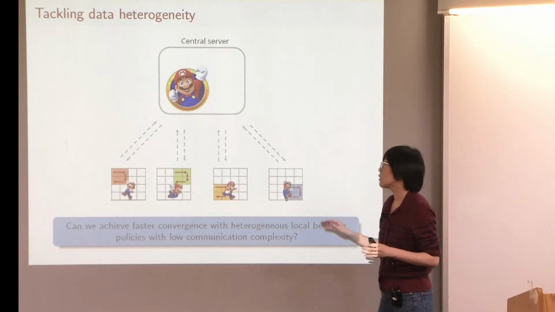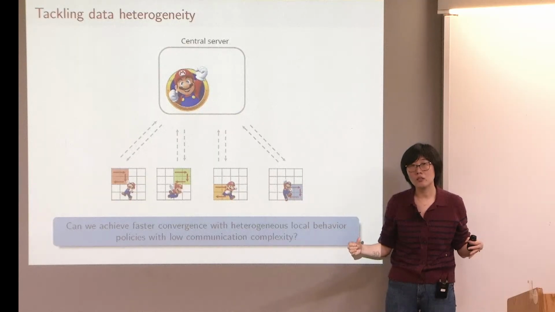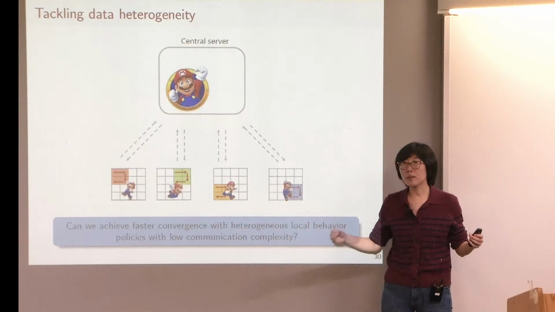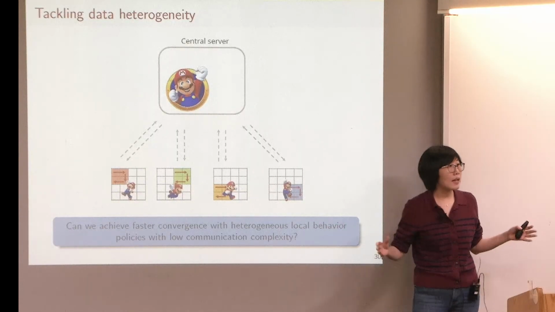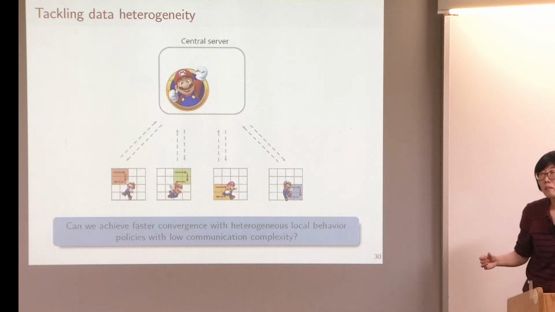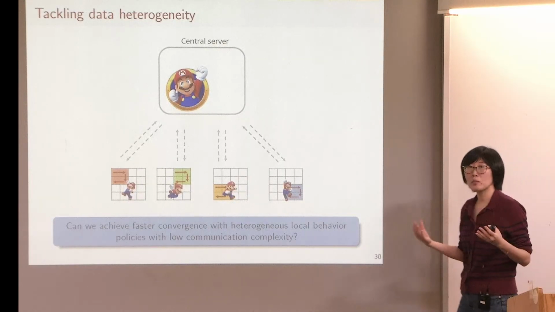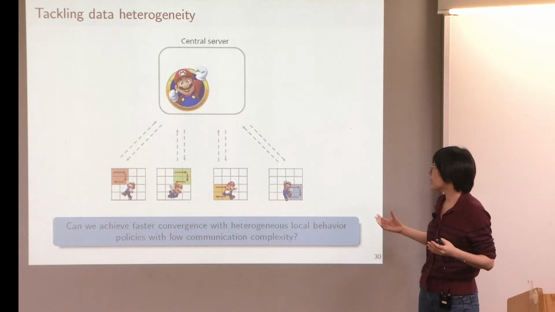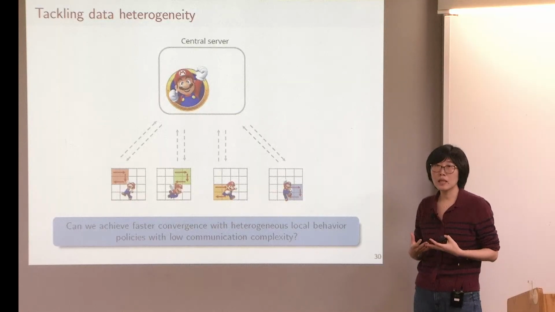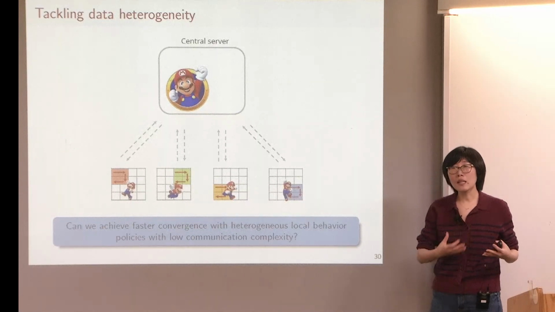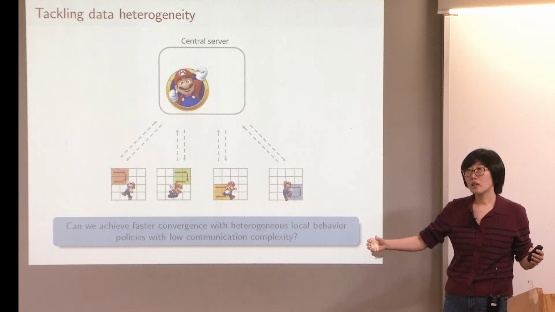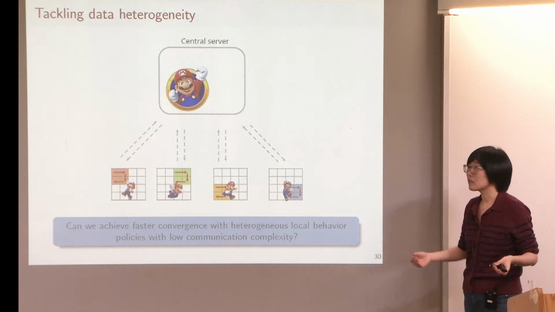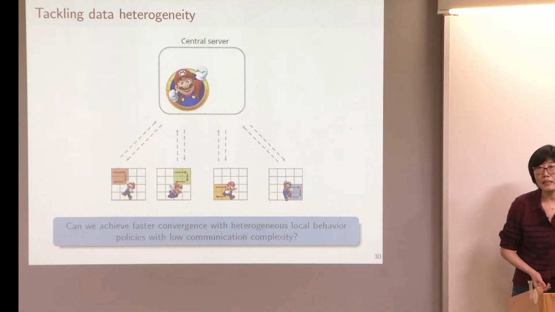these agents now can have their own behavior policies, and they may be exploring or visiting different parts of the state action space. But the goal is still to learn the optimal policy. So the hope is, is it still possible to leverage this kind of heterogeneous data collected by different agents while accelerating learning? That's the high-level idea.